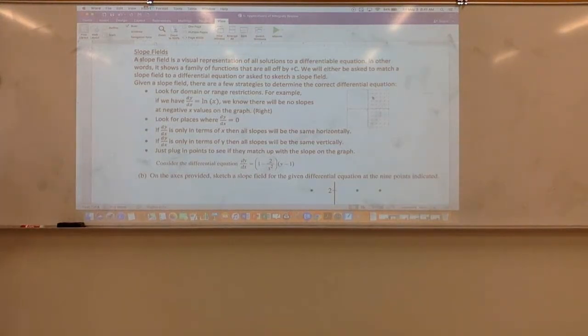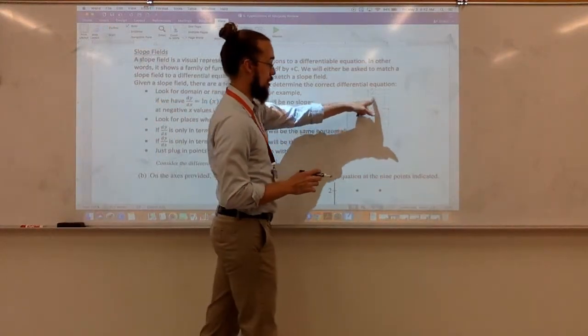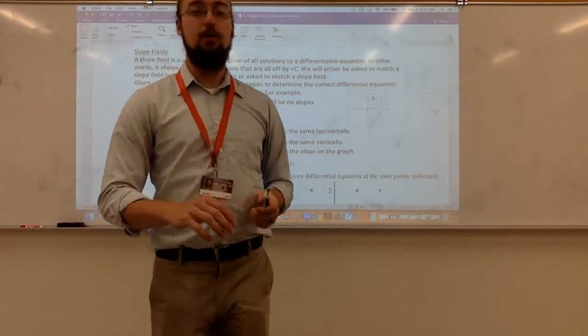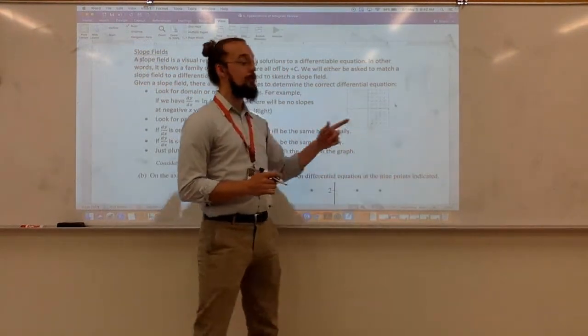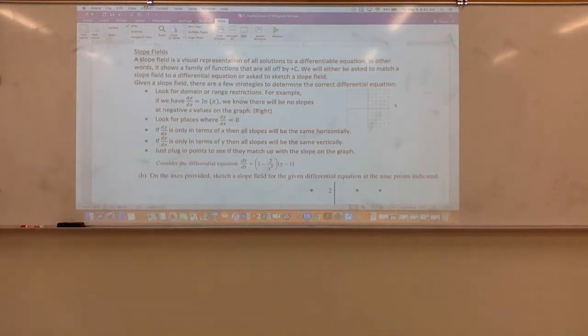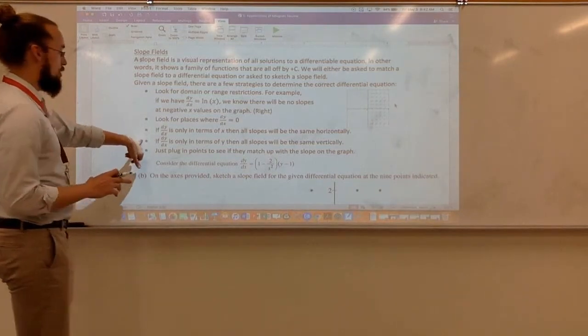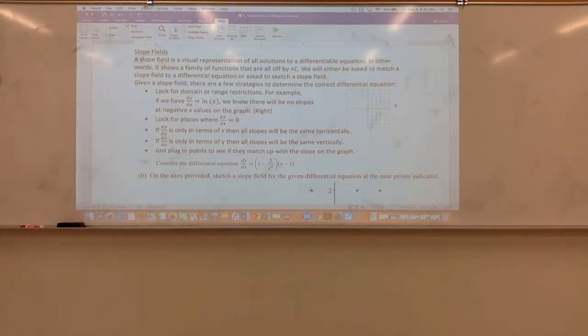We also want to look for places where dy dx would equal 0. Those are also a pretty dead giveaway. So again, on this example of natural log of x, at x equals 1, the slope is 0 everywhere, because the natural log of 1 is equal to 0. If the derivative is only in terms of x, then all slopes will be the same horizontally. And if dy dx is only in terms of y, then all slopes will be the same vertically.